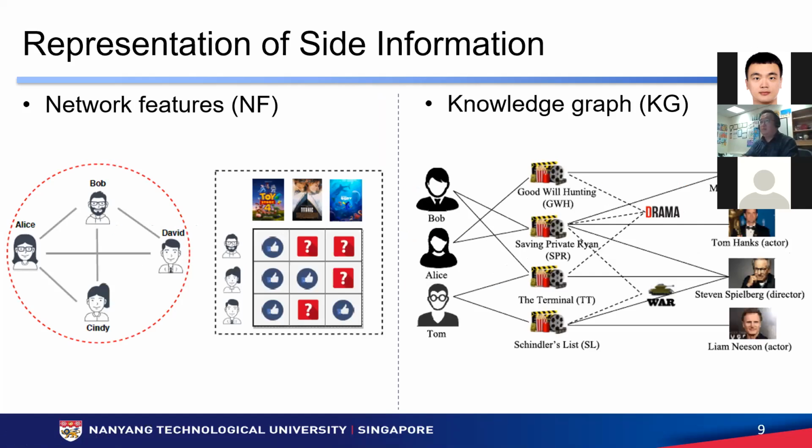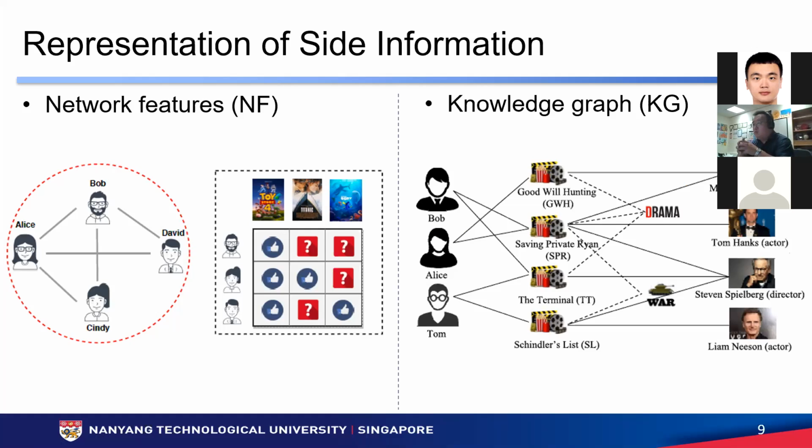And another is network features, and the typical example is a social network, where the users form a network, a social network, and it's like a graph. But this kind of graph is a homogeneous graph, because in this graph there are just users, and the links between users are the friendship relationship. There's only one type of link, so it's homogeneous.